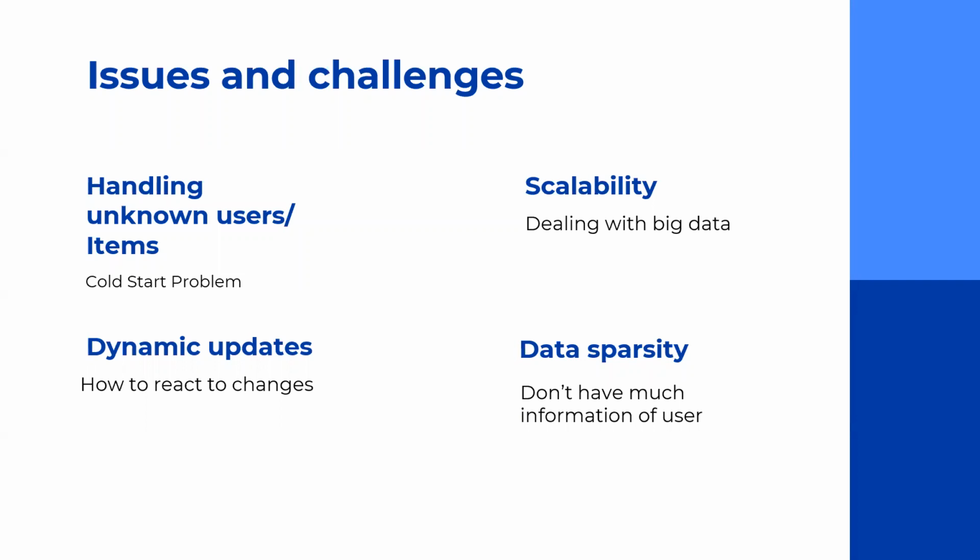One other major challenge is dealing with dynamic updates. How can we react to changes that happen from time to time with the users and with the companies, such as trends that would change? Another is data sparsity, where we have lots of missing values from the users. If the user doesn't have much history, how can we form a prediction for this user?